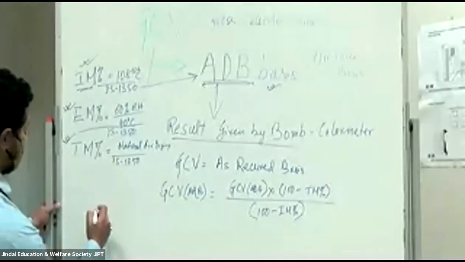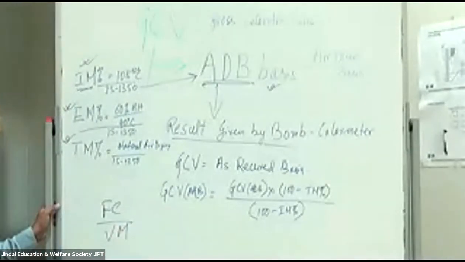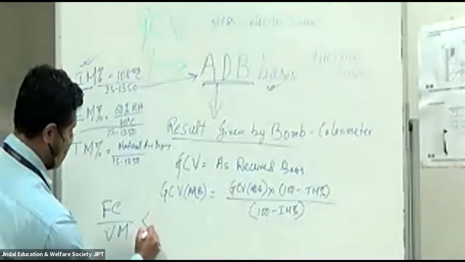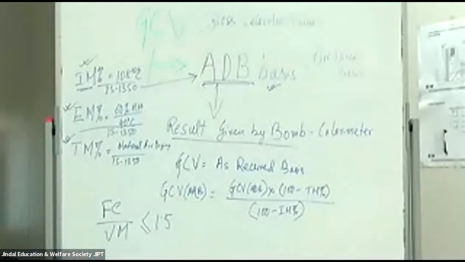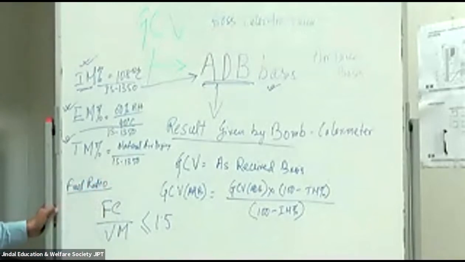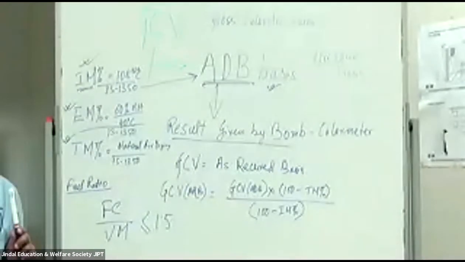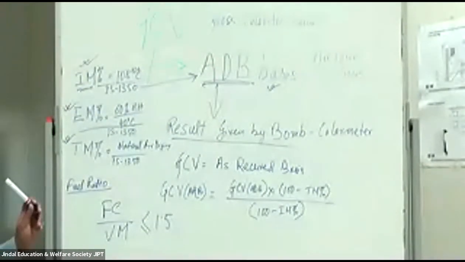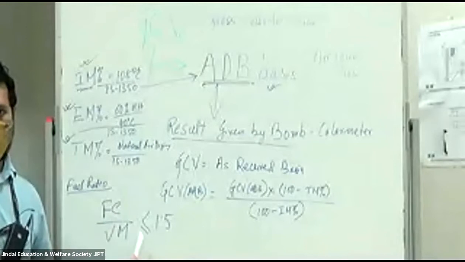The fuel ratio is FC by VM, and it should be less than or equal to 1.5. This is termed the fuel ratio. Whenever we blend different sources of coal, we have to keep in mind that the weighted average fixed carbon percentage and the weighted average volatile material percentage, and the ratio of the two, will be within 1.5.